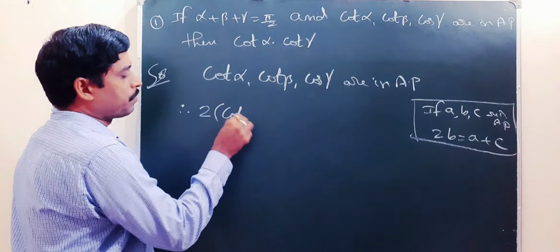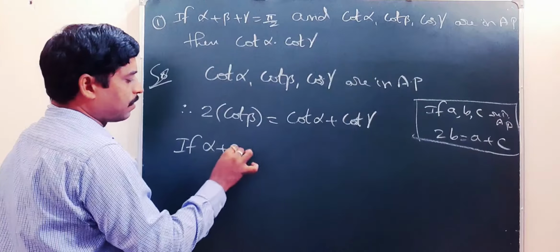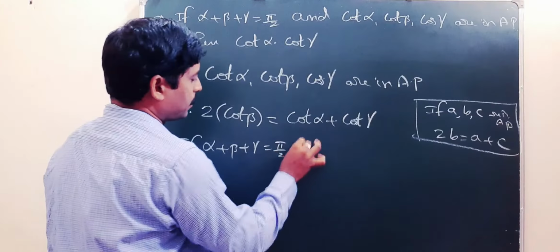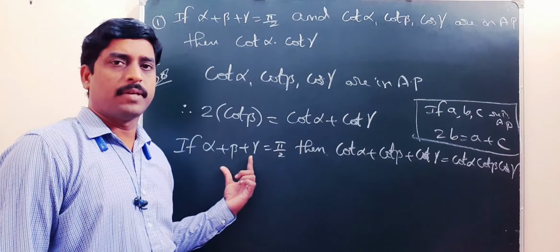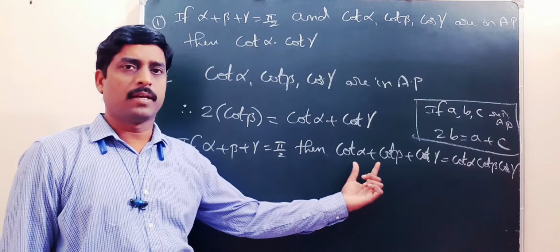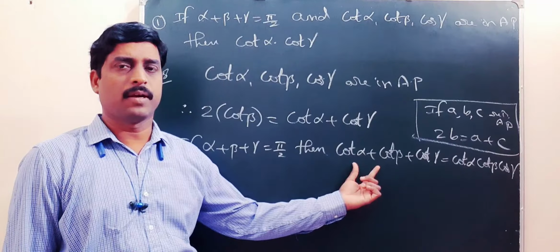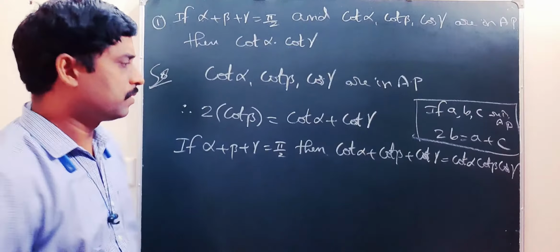But what is given? Okay, if alpha plus beta plus gamma equal to pi by 2, then cot alpha plus cot beta plus cot gamma equal to cot alpha into cot beta into cot gamma. Okay, this is the formula. If alpha plus beta plus gamma equal to pi by 2, then the condition is cot alpha plus cot beta plus cot gamma equal to cot alpha into cot beta into cot gamma.